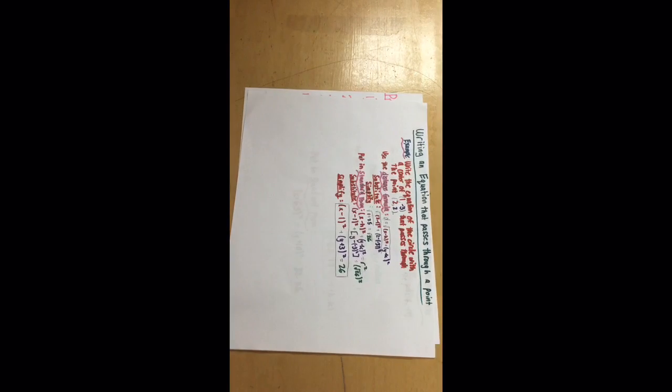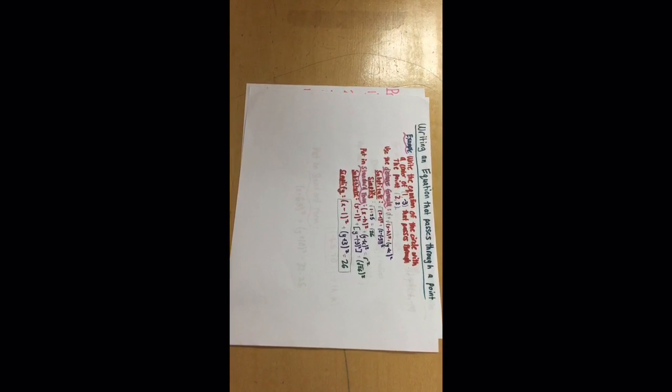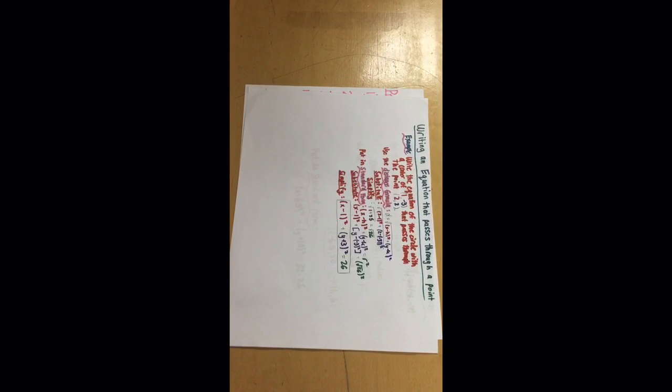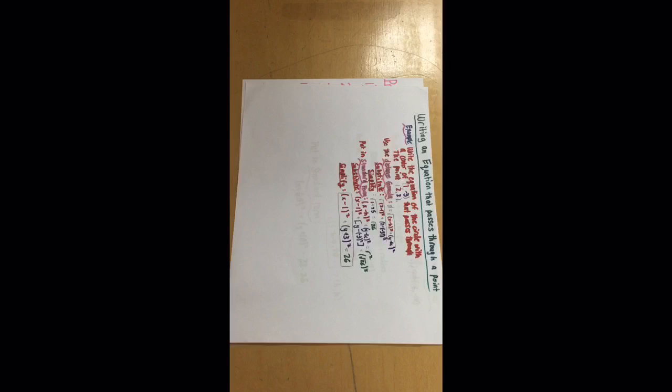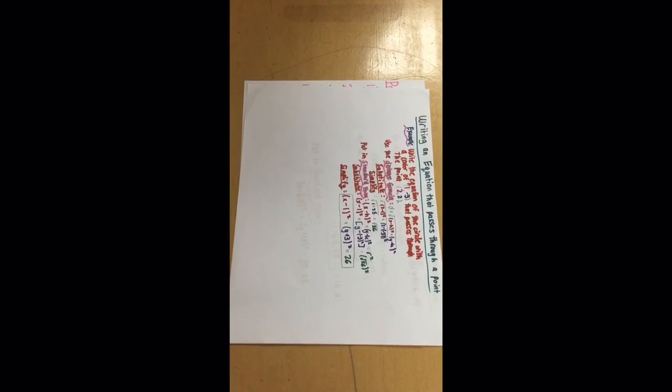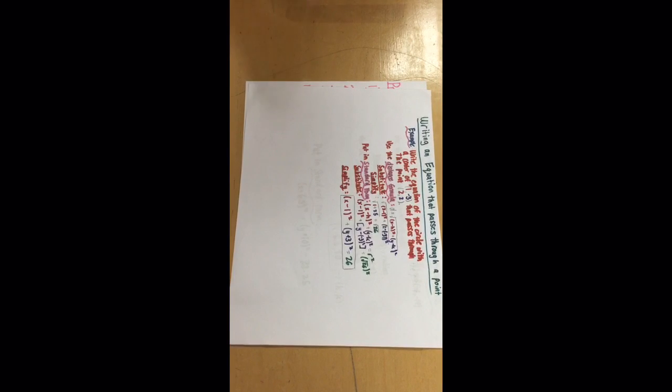Writing an equation that passes through a point. Example, write the equation of the circle with a center of (1, -3) that passes through the point (2, 2). Use the distance formula for step 1. Substitute, then simplify, then put it in standard form. Then you do the same thing for substituting and simplifying.